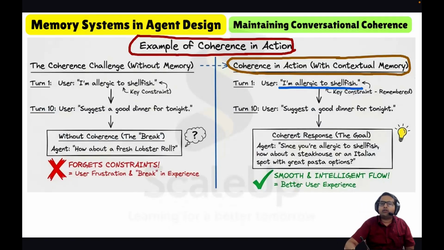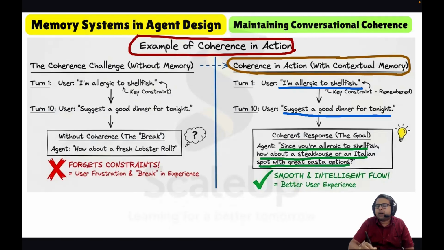So that in turn 10 also, when the user asks the agent to suggest a good dinner for tonight, the AI agent will refer to its context window, and there it will remember that this user is allergic to shellfish. Then the response the agent generates is very appropriate: "Since you are allergic to shellfish, how about a steakhouse or an Italian spot with great pasta options?" So this is the coherent response we got because of the contextual memory.